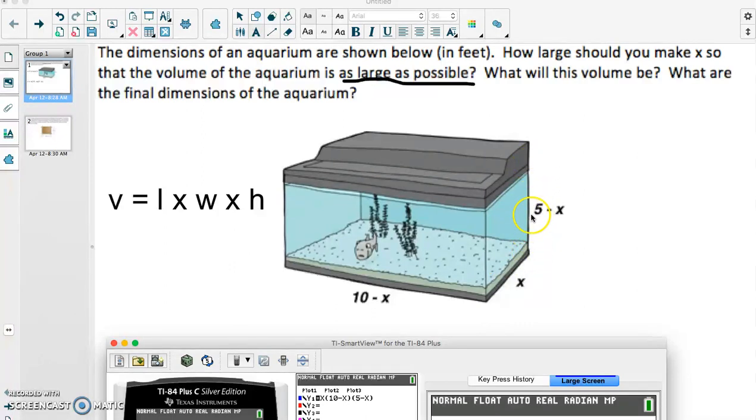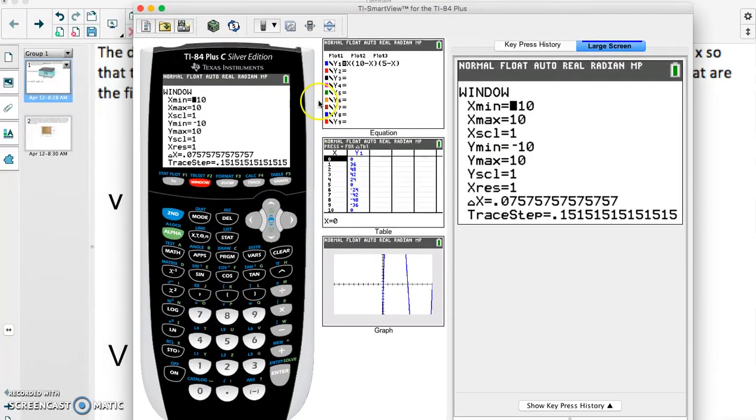The height is 5 minus x. If x were 4, that would make the height 1, which is possible. But if x were 5, the height would be 0, which wouldn't make sense at all. Or if x were 6, the height would be -1, which also doesn't make sense. So x has to realistically be somewhere between 0 and 5, just above 0 or just below 5. So I'm going to make my x min 0 and my x max 5, because I know the value of x has to fall somewhere in between.